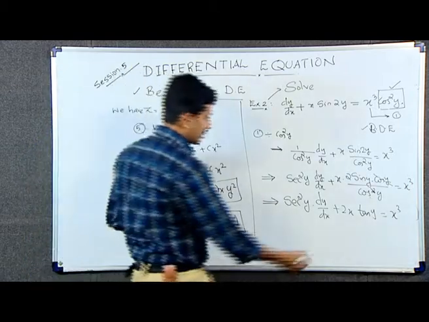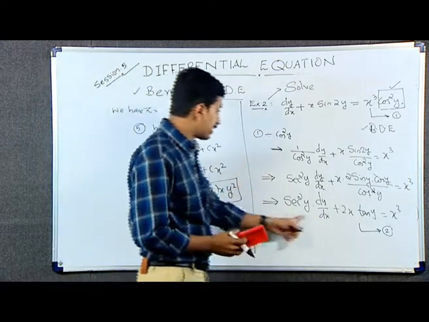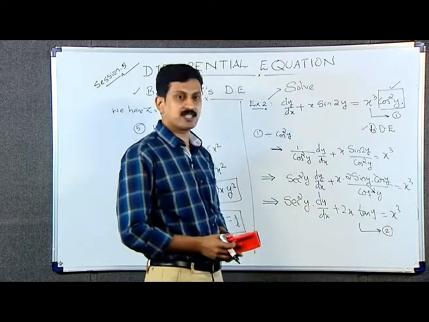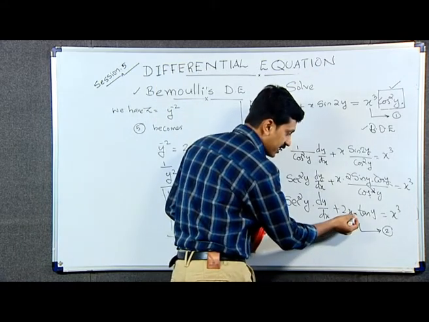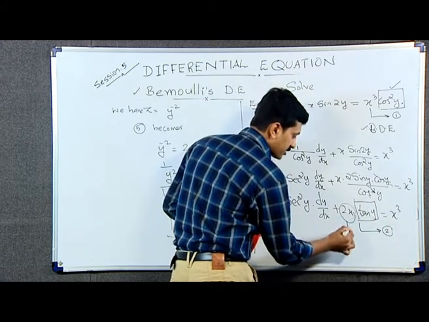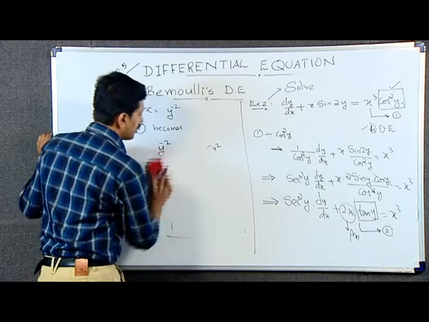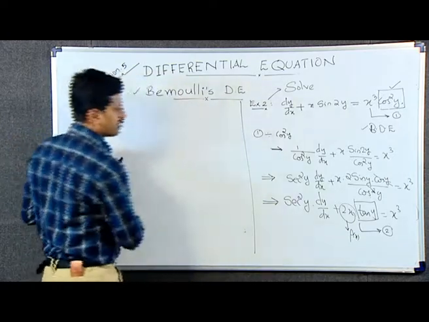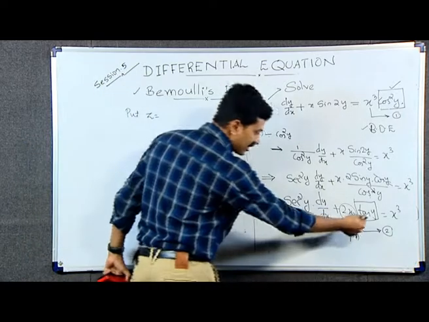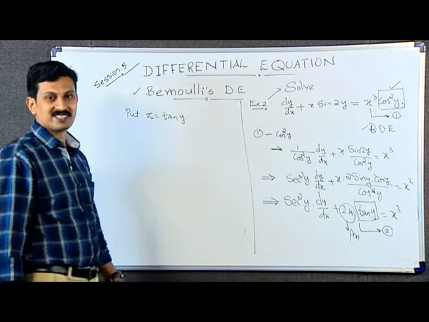Now this has come to the second type of differential equation. We have to make this equation 2 a linear differential equation. To do that, we substitute z as the term in y which is coming with the p of x. Here 2x is the p of x. So put z equal to tan y. We substituted tan y as z.